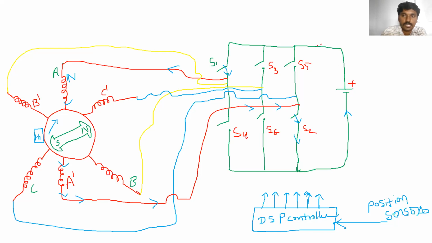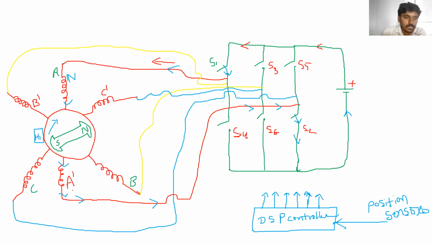Okay, the current is flowing through switch S1 and through the A coil. When the A coil is excited, it will become a north pole. The current leaving the winding or coil will become a south pole.